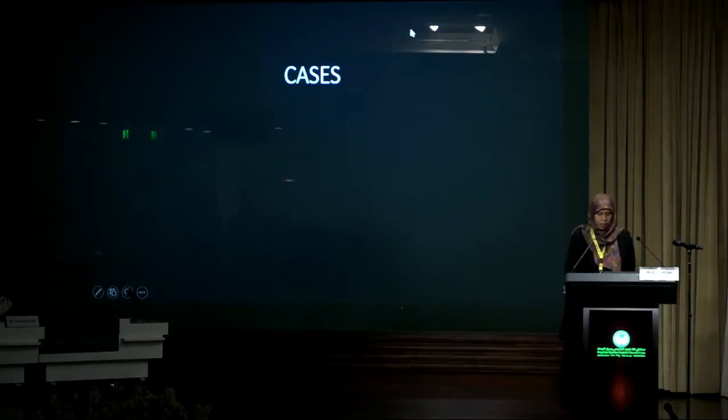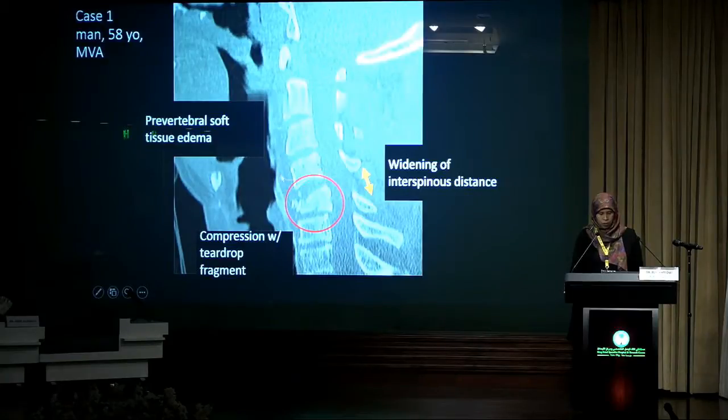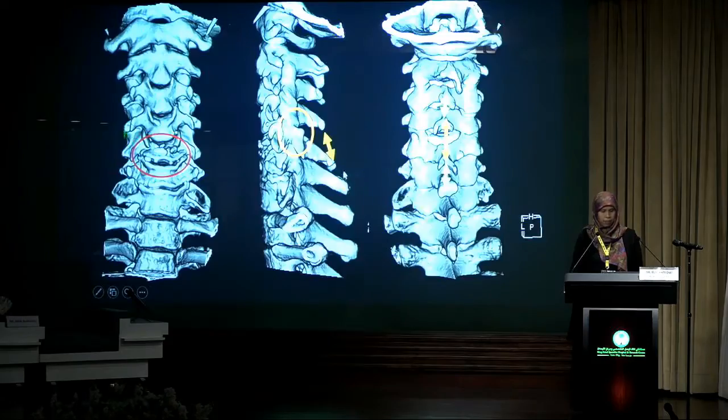Now we move to the cases. This one is a man, 58 years old, with a motor vehicle accident. In the lateral CT, we can see compression with a teardrop fragment associated with prevertebral soft tissue edema and also widening of the interspinous distance.